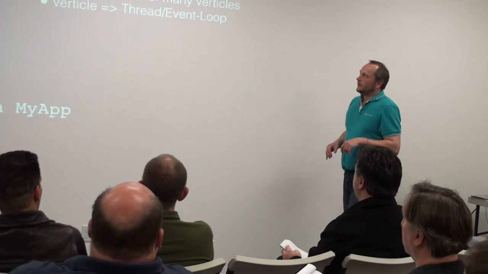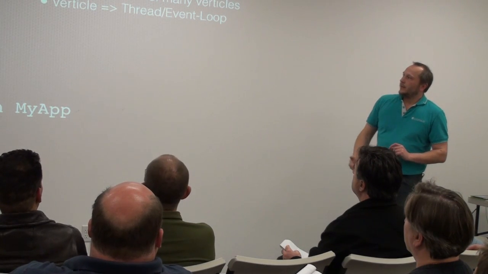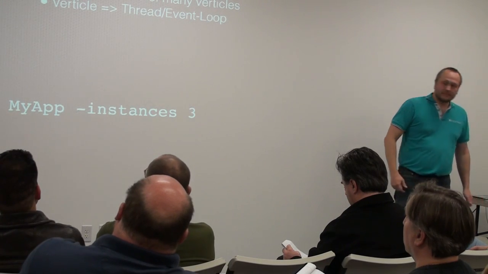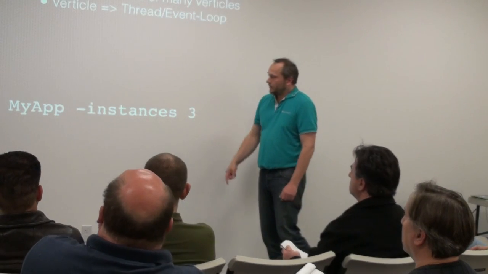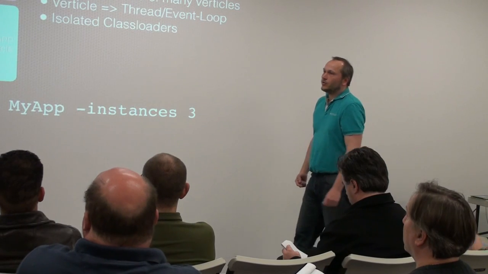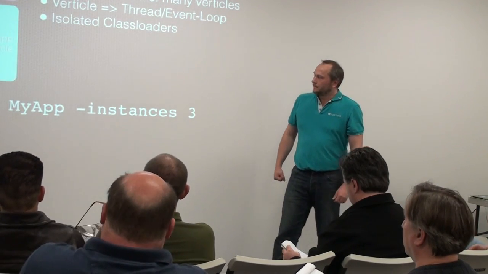Okay, to explain this, a Vert.x instance is typically one JVM, and within this instance we have a composition of many verticles which make up your app, and one verticle is assigned one thread. If I have one verticle called my app, I can run it with vertx run my app from the command line when this verticle is started. I can also use run my app instances three. This means that three event loops will be started, and I will get three instances of my app.